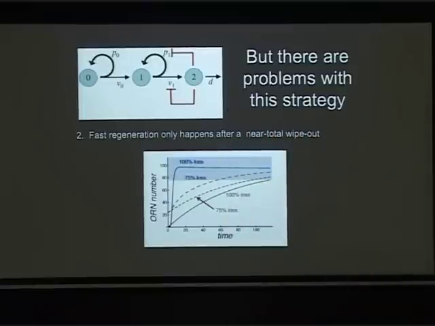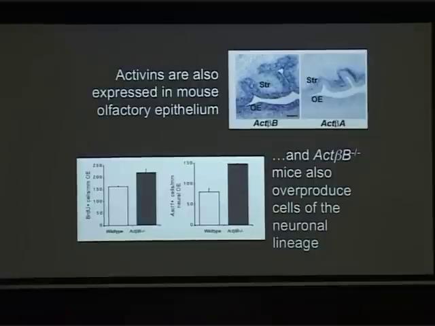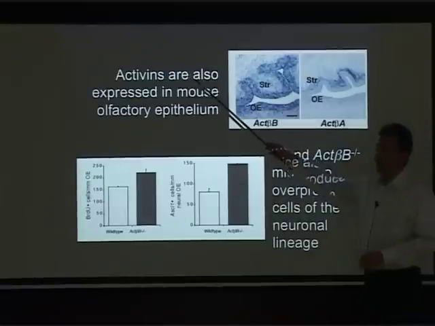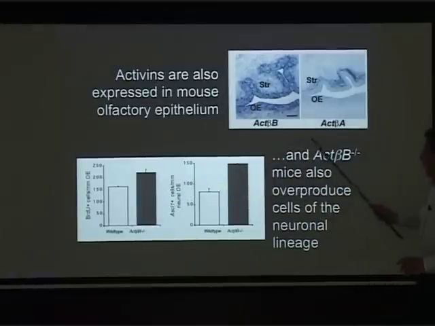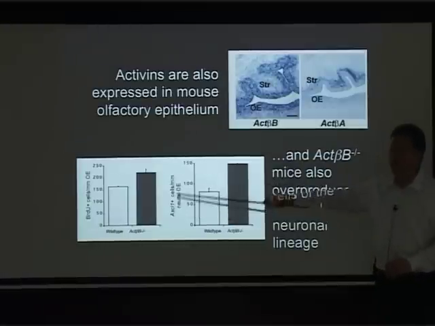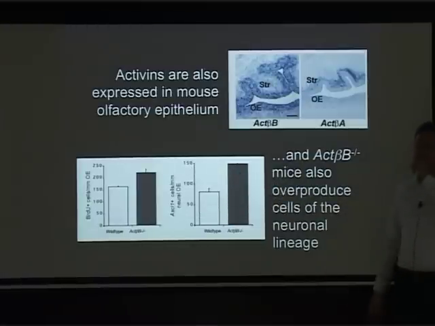And part of that's for the reason I'm going to show you in the next slide, which is that there isn't just GDF11 in this system. There's something called activin, which is another member of the same family, and is also expressed in the epithelium. And when you take it away, you get an overproduction of these progenitor cells. Okay? Question?